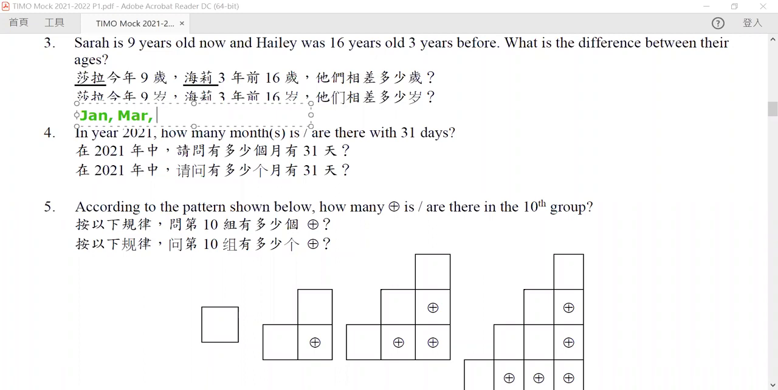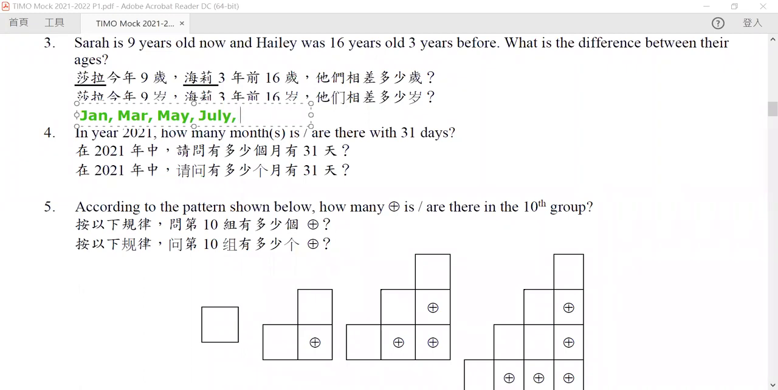And then the next one will be May. May is 31 days. And then June is 30 days, and July is 31 days. So we now have 4 months which are of 31 days.